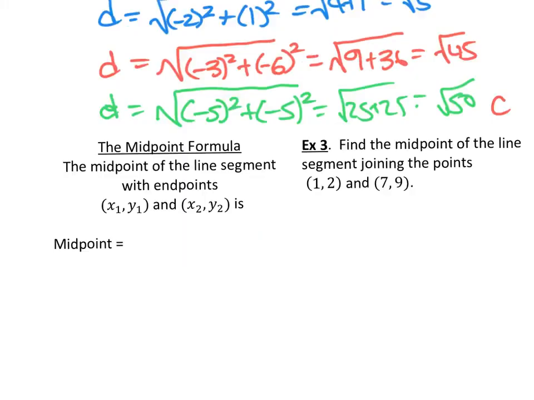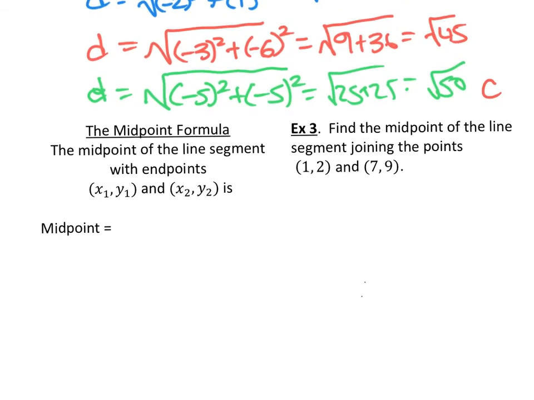Okay, the last formula in this section is the midpoint formula. If I want to find the midpoint of the line segment with endpoints x1, y1, and x2, y2, I'm really just trying to find what's the exact middle of the x-coordinates and what's the exact middle of the y-coordinates. And my answer should make sense, and it should be an ordered pair.